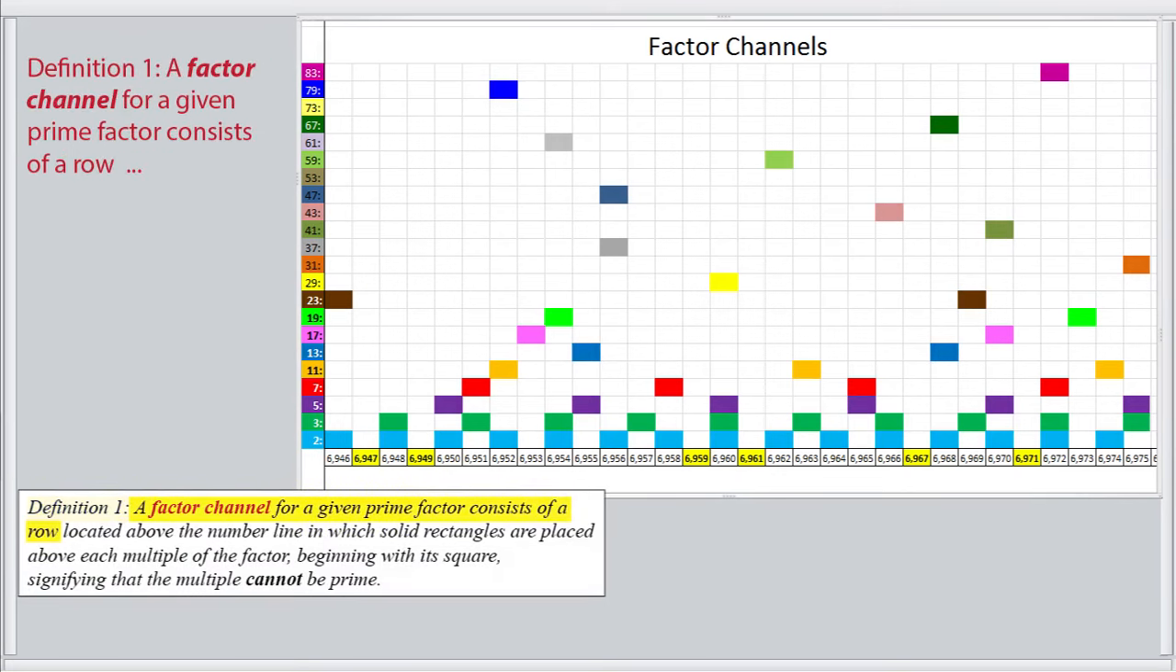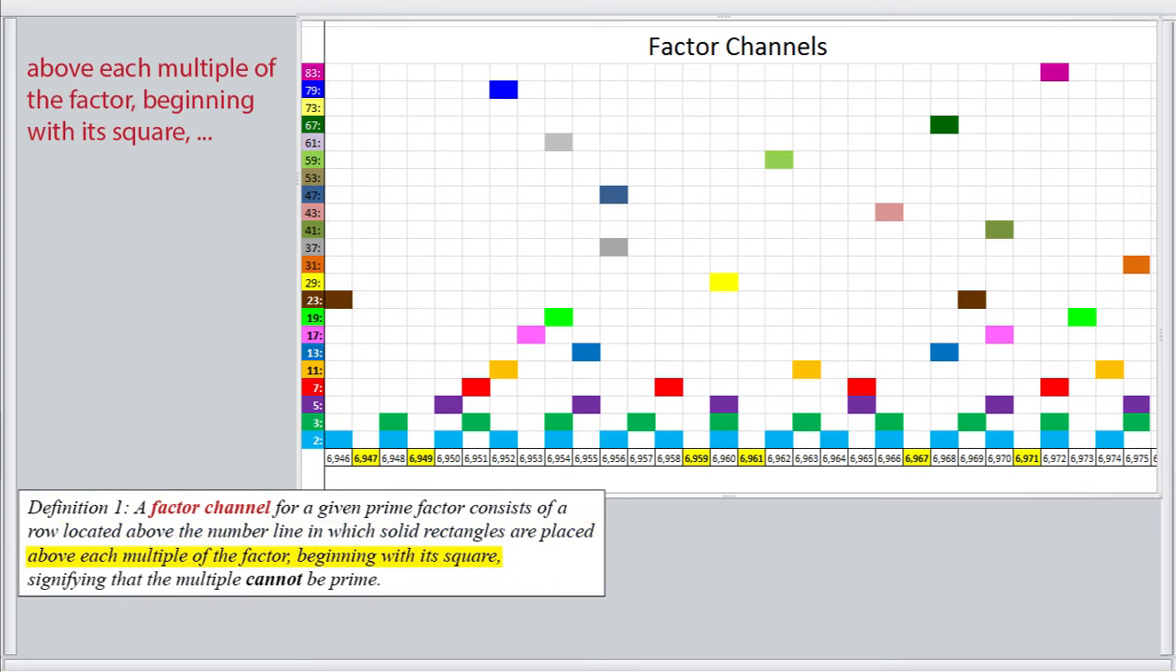Definition 1. A factor channel for a given prime factor consists of a row located above the number line in which solid rectangles are placed above each multiple of the factor, beginning with its square, signifying that the multiple cannot be prime. We might think at first that this way of viewing primes is not very different from the usual view, but as we shall see, it leads to some rather startling discoveries.